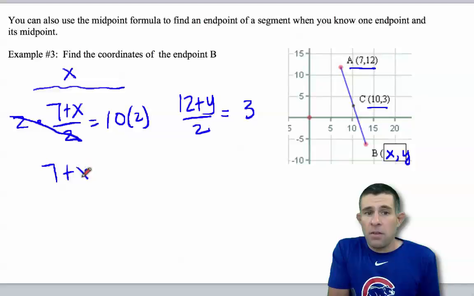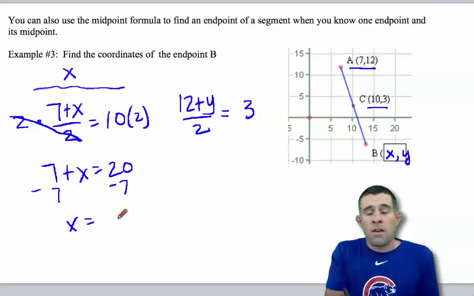So I have 7 plus x is now equal to 20. Subtract 7 from both sides. X, my x coordinate of that endpoint, should be 13.